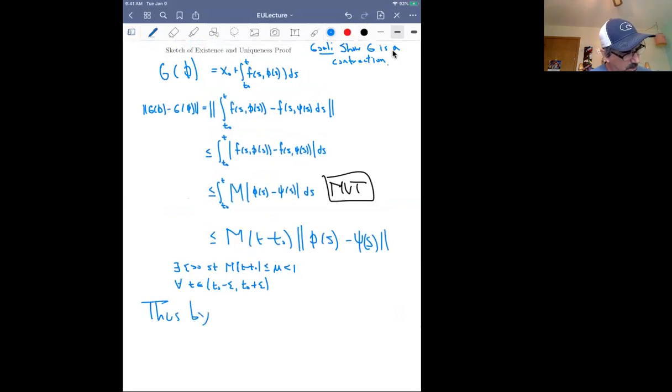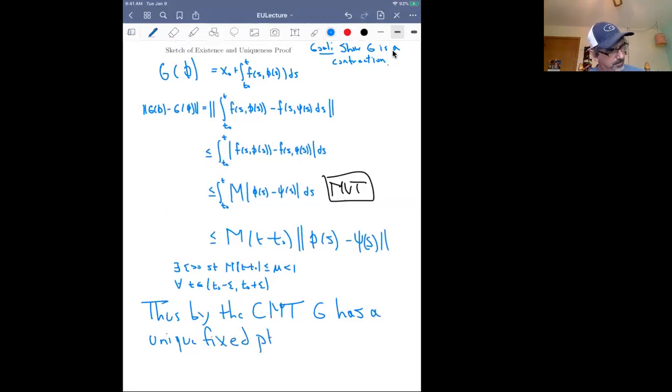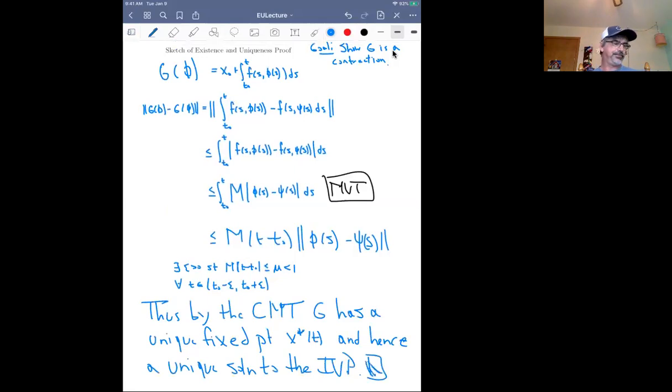And thus, by the contraction mapping theorem, G has a unique fixed point x star of t, and hence a unique solution to the given initial value problem. And we are done. Right.